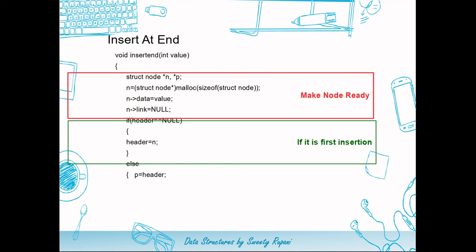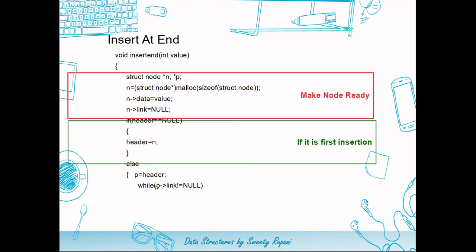For all the subsequent insertions, we will have to traverse from our first node till we get the last node in order to find an appropriate position, that is at the end, for a newly created node. So we initialize a pointer p with header. We will have a while loop which will iterate till we find the address part or link part of p to be equal to null, which indicates that this is my last node.